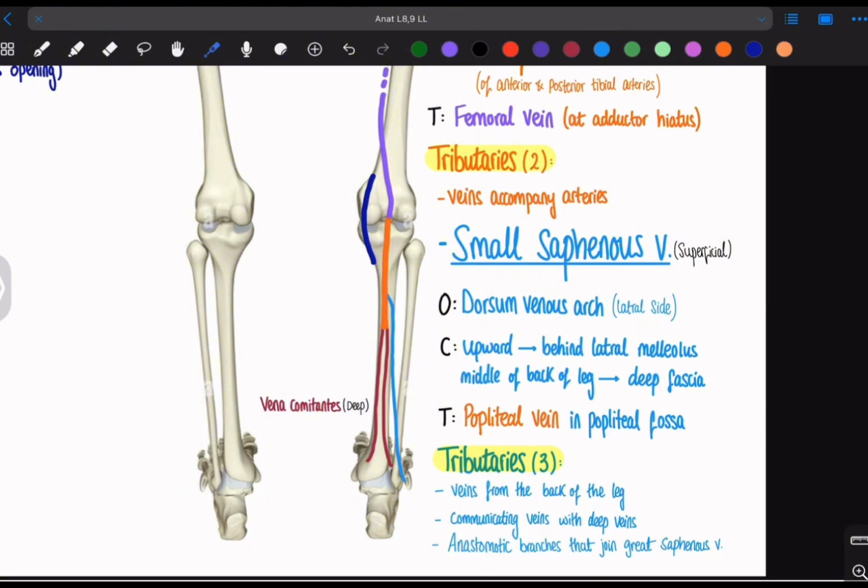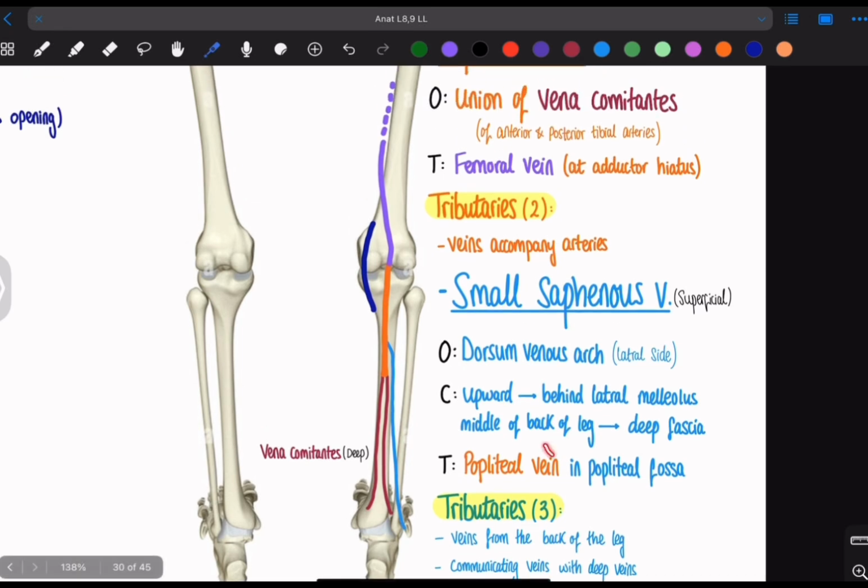And where's the popliteal vein? Same idea as the popliteal artery. It's in the popliteal fossa, because the popliteal vein is in the popliteal fossa. So the termination, or where does the small saphenous vein drain? Into the popliteal vein. What are the branches? The branches are not very important, you can skip them. They are veins from the back of the leg, communicating veins with the deep veins, and anastomotic branches that join the great saphenous vein.